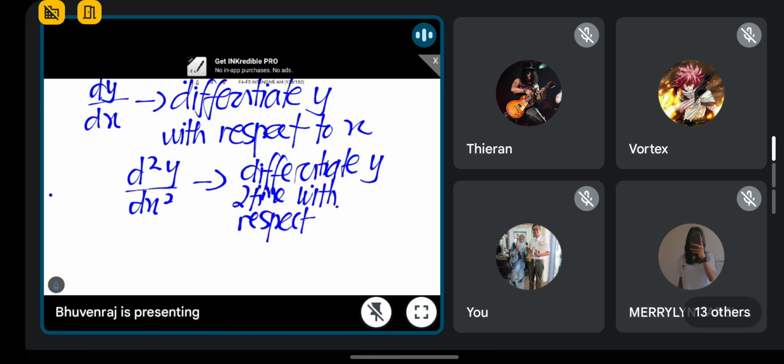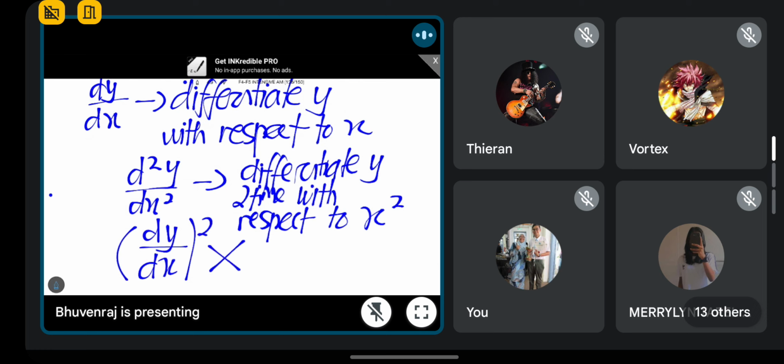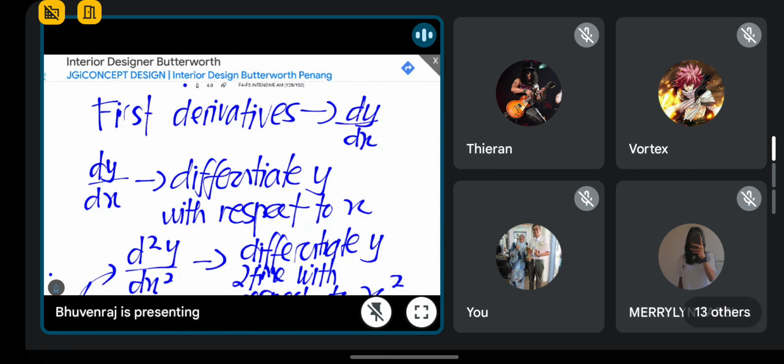So this is how you understand this one. Okay, so don't make the silly mistake, guys. Jangan buat kesilapan cuai ni. This is not the symbol to show second derivative. Not dy over dx square. These two are not equal. Remember, kesilapan lazim. Don't write dy over dx square to show two times differentiation. The symbol is like this. Make sure you all don't make the mistake.